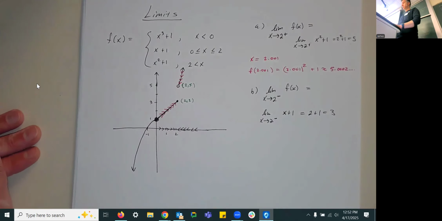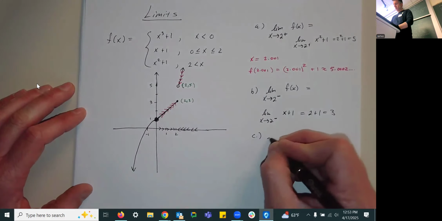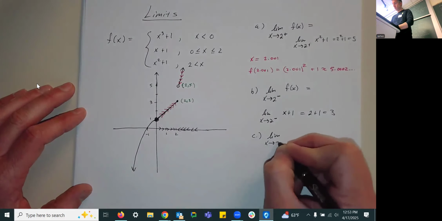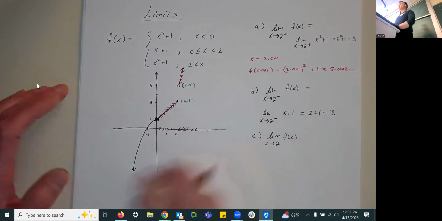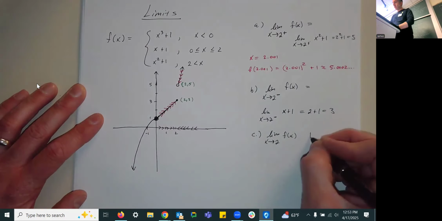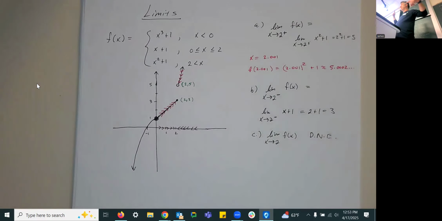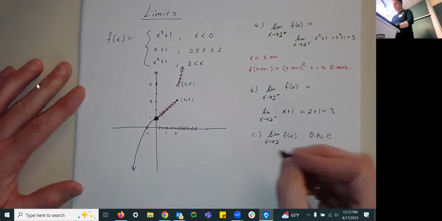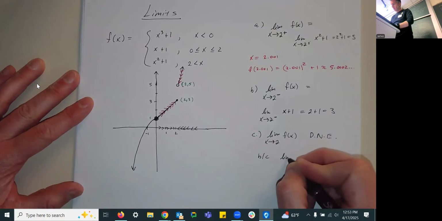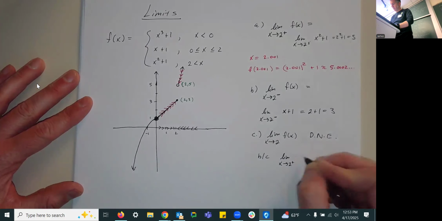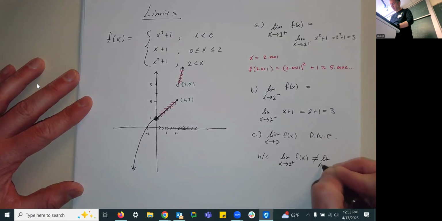And then we would say that the limit as x approaches 2 does not exist. The reason it doesn't exist is because the left-hand side limit and the right-hand side limit are not matching each other. For the limit to exist, the left and the right limit have to be the same. So this doesn't exist because the limit as x approaches 2 from the right side of f of x does not equal the limit as x approaches 2 from the left side of f of x.